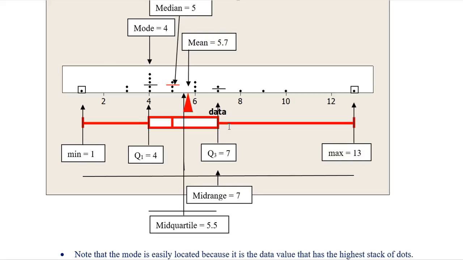Okay, so those are measures of relative standing. The mean is where I've got this point of this triangle right here, at 5.7. That would be the balance point if this was a center of mass. Or another way of saying it is, if we added up all these data values and divided by how many we have, that's the mean.